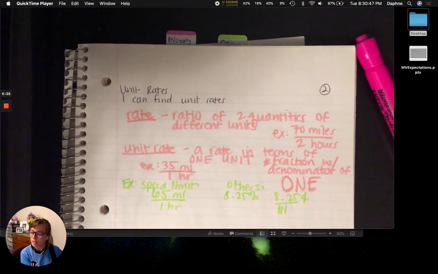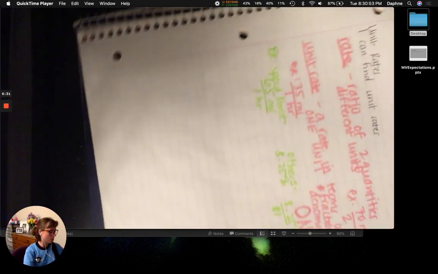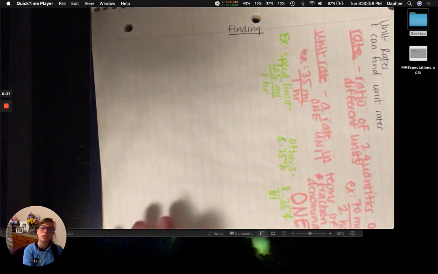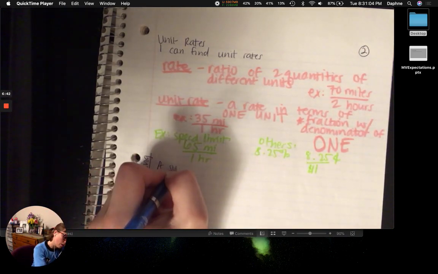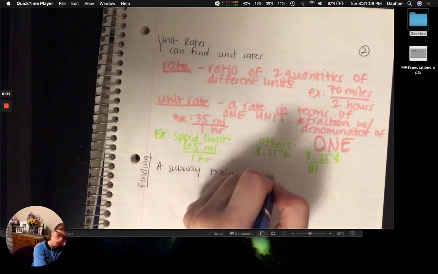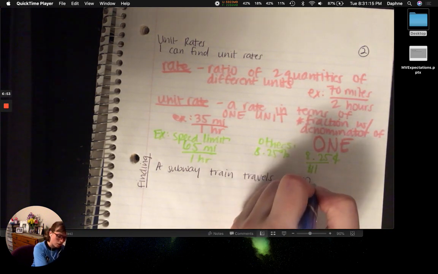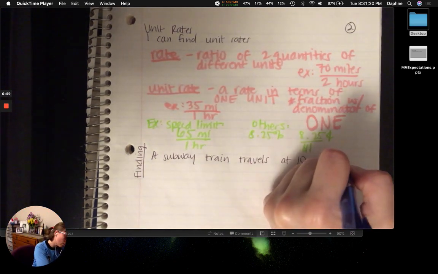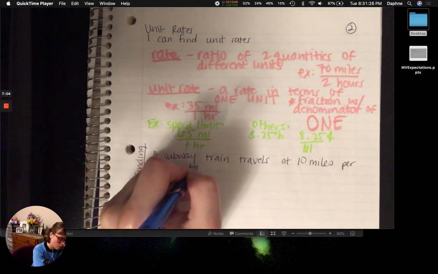So, another example, we're going to change color again. I'm going to do pen. We'll see how pen works on this. Okay, so we're going to put finding again as our side heading. And now this is going to be a word problem again. A subway train travels at a speed, I'm not going to say speed just because of room, of 10 miles per 20 minutes.